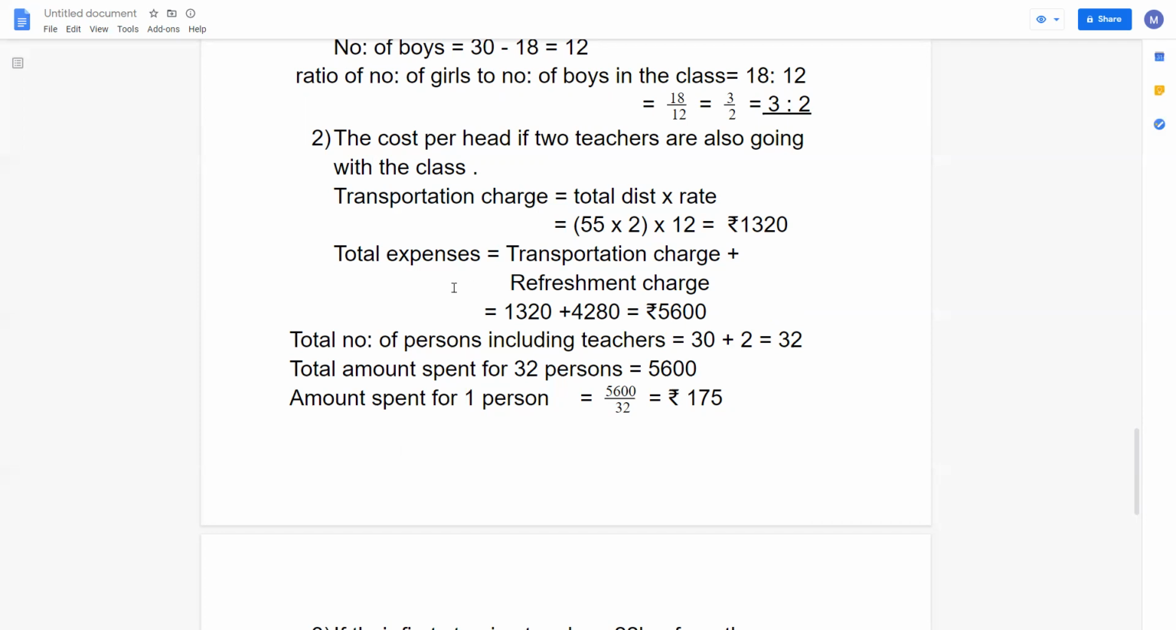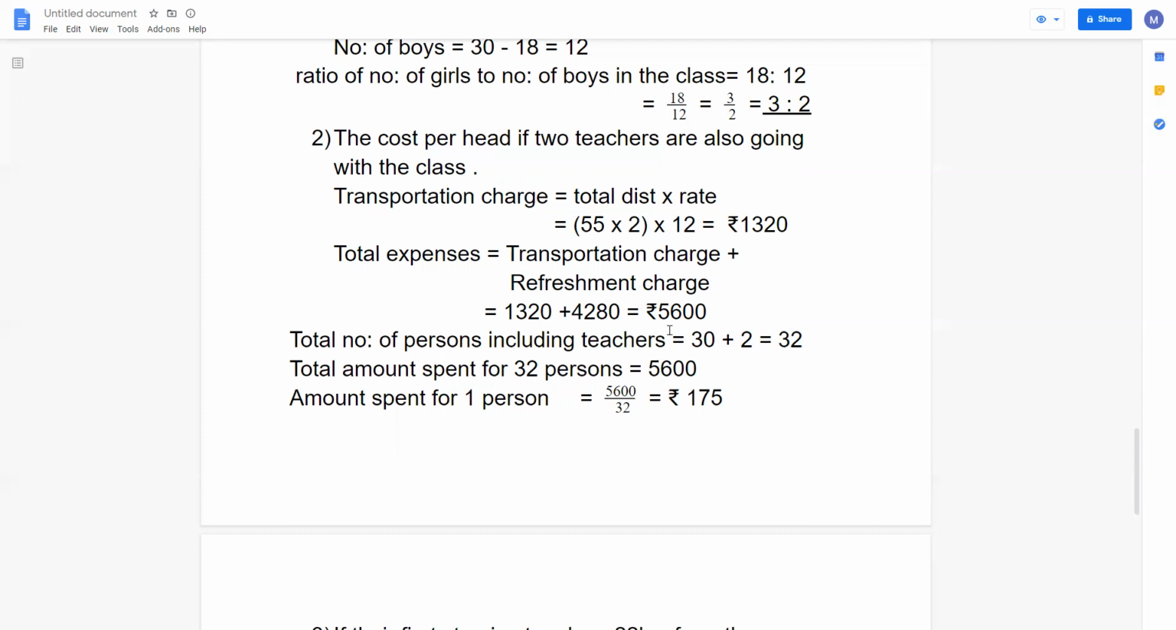Now we have the refreshment charge also. So total expenses equal transportation charge plus refreshment charge. What is the transportation charge? We have calculated here 1320, plus what is the refreshment charge? It is given in the question as 4280. Both these quantities adding, we are getting 5600 rupees. So this is the total expense for the picnic.